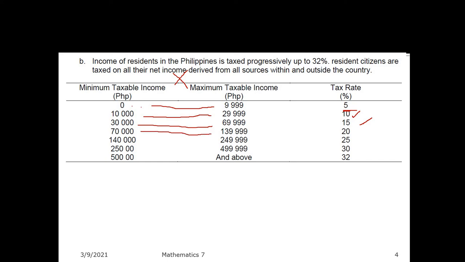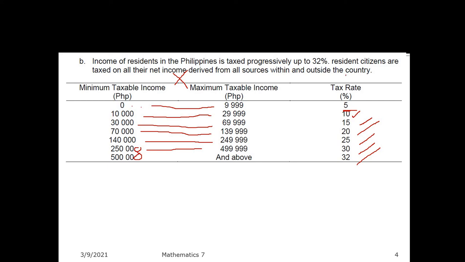70 to 139,999, you have 20% tax rate. 140 to 249,999, you have 25% tax rate. From 250 to 499,999, you will have 30% tax rate. And if you have 500, I missed the zeros here. If you have 500,000 and above, then you will have 32% tax rate. So our x, we have several x's, but we only have one.